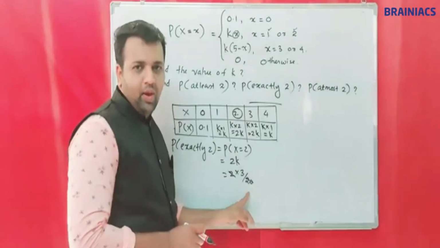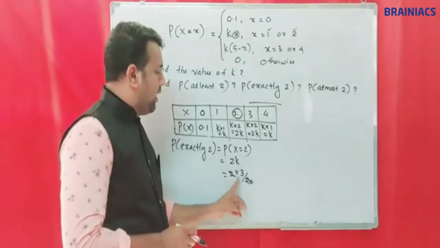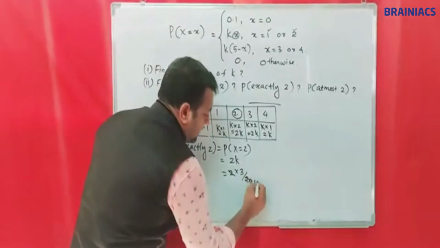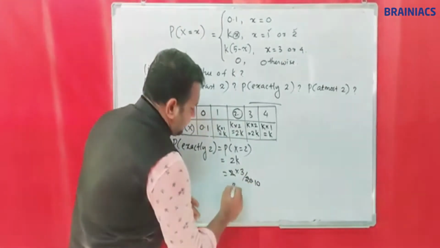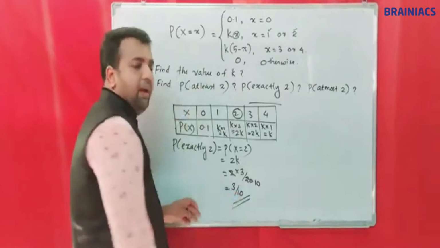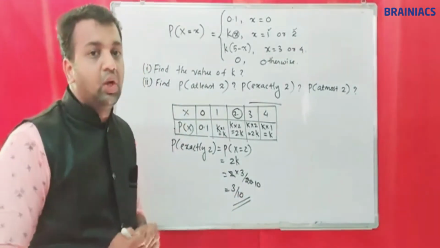2 into 3 by 20. 2 and 20 will be cancelled. We get 10 as the denominator. So the answer is 3 by 10. 3 by 10 is the answer for P of x is equal to 2.